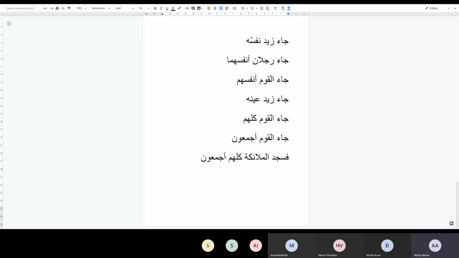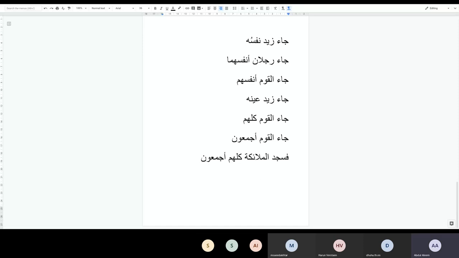Okay. Naam, Sister Duha, any questions? Is there an easy way to determine if it is atf or jar? Naam, you need to look at the i'rab, that's one way. The easiest way will be to look at the meaning of the sentence.